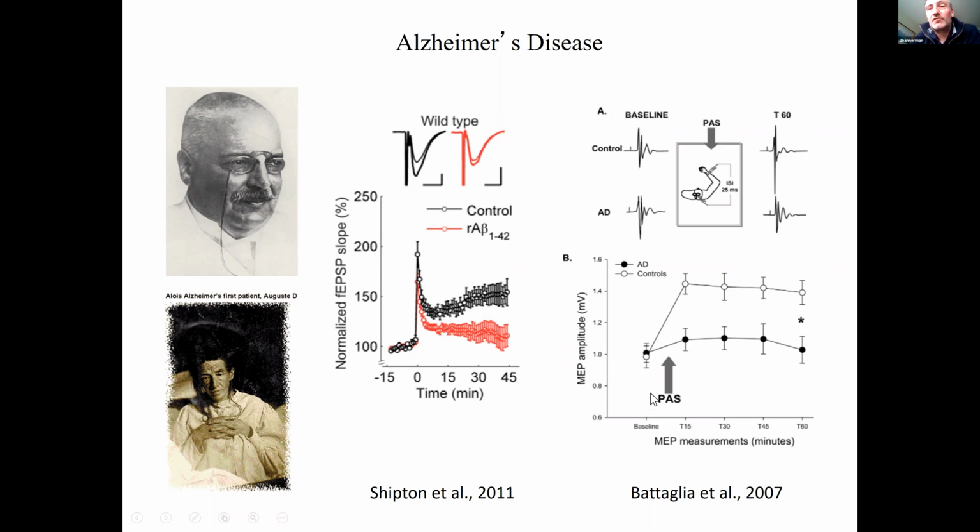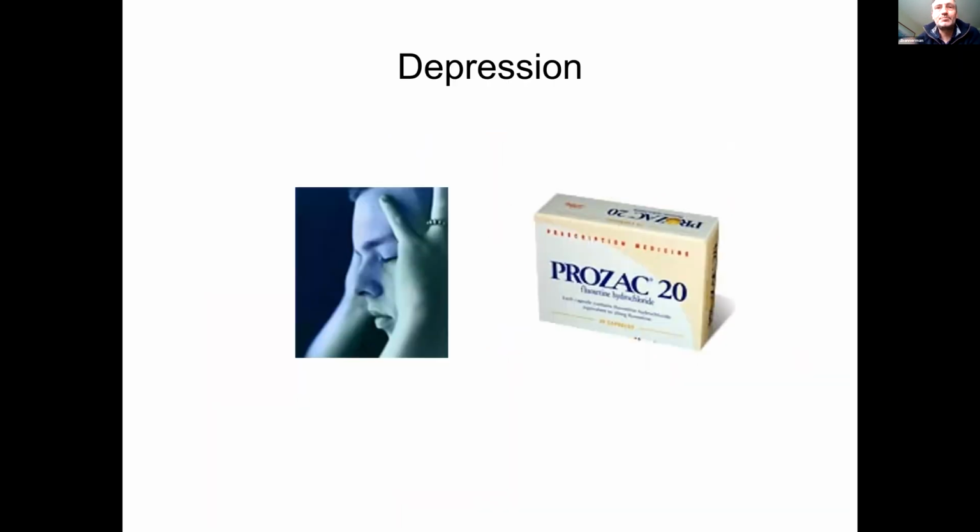And there's even evidence for reduced LTP in Alzheimer's patients, albeit from motor cortex rather than hippocampus. So lots of evidence linking deficits in hippocampal LTP with Alzheimer's disease.